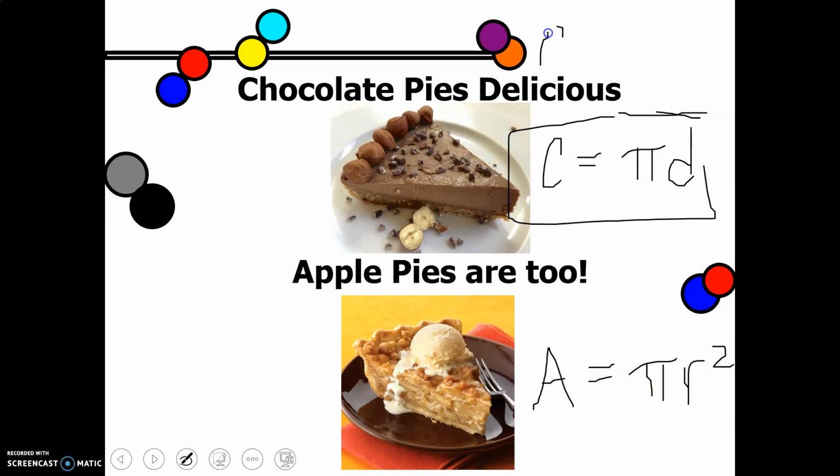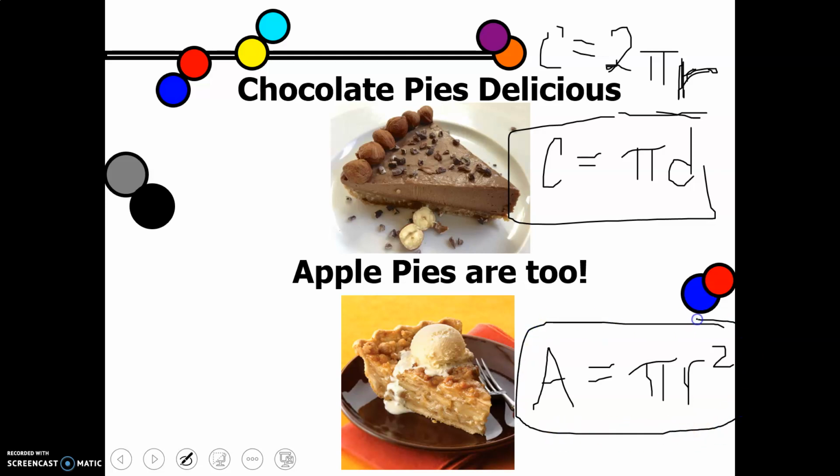Now you also know that circumference is also 2 pi r. And that's what a lot of students confuse the area of a circle with. 2 pi r is not the same as pi r squared. They both do contain the number 2, but it's used in very different ways in each formula. But remember this, chocolate pie is delicious, C is equal to pi d. Apple pies are 2, A is equal to pi r squared.